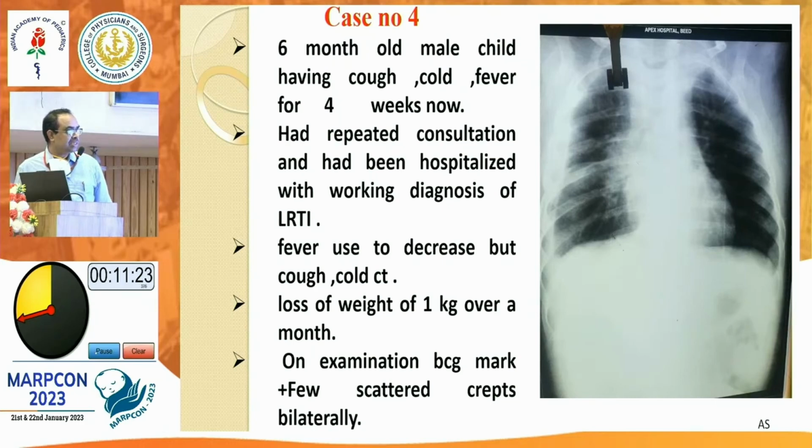On examination, BCG mark is present. There are few scattered crepts bilaterally. Sir, clinically, as the cough is 4 weeks now, with loss of weight, and the child is hospitalized with a working diagnosis of LRTI, must have been treated for LRTI and still not improving. With the X-ray showing right costophrenic obliteration and pleural effusion on the right side and hilar prominence, I would like to keep my differential diagnosis as pulmonary tuberculosis.